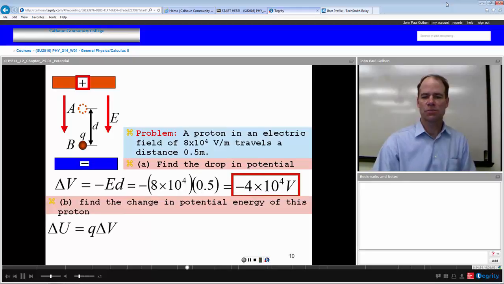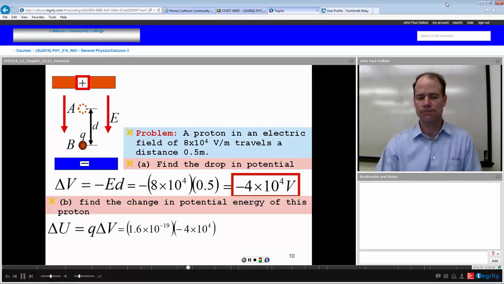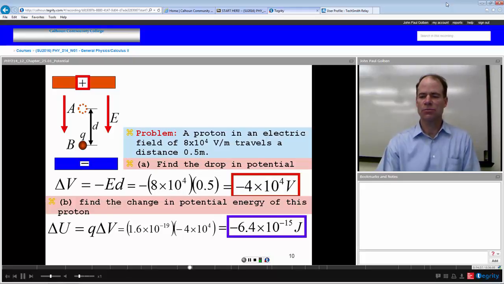The change in potential energy is the charge times the change in potential. That's going to be 1.6 times 10 to the minus 19 for the proton. Negative 40,000 volts will be a change in potential energy of a negative 6.4 times 10 to the minus 15 joules, which means that the field lost its potential energy as the proton was gaining kinetic energy.